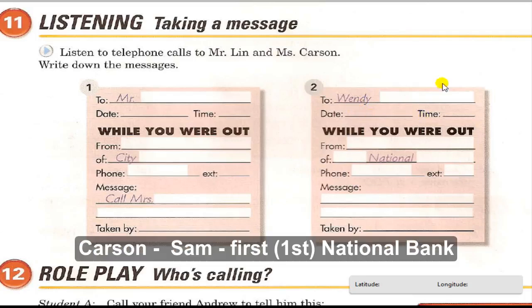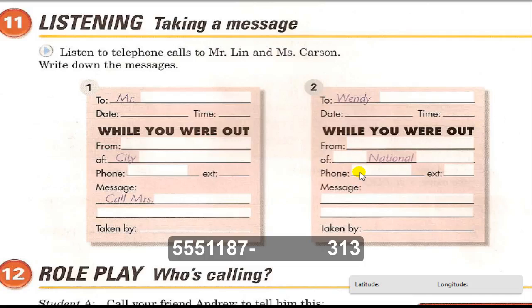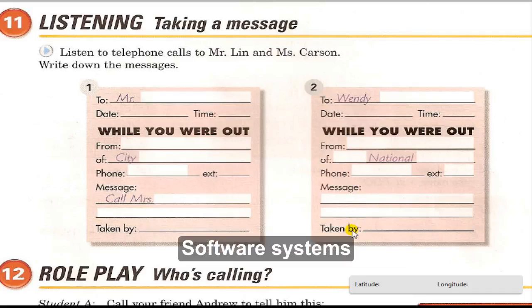To Wendy Carson. C-A-R-S-O-N. While you were out, from Mr. Sam of First National Bank. First, I can write F-I-R-S-T, or 1-S-T. Phone 555-1187. Extension 313. Message: call Sam at First National Bank. Taken by Software Systems. This is the name of the company.